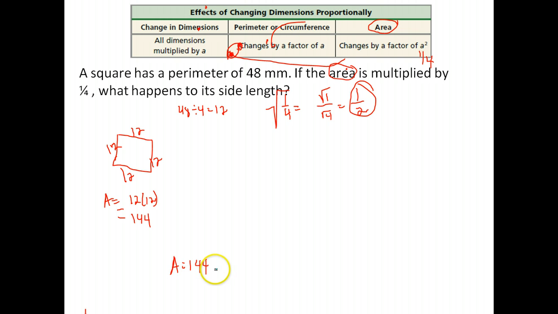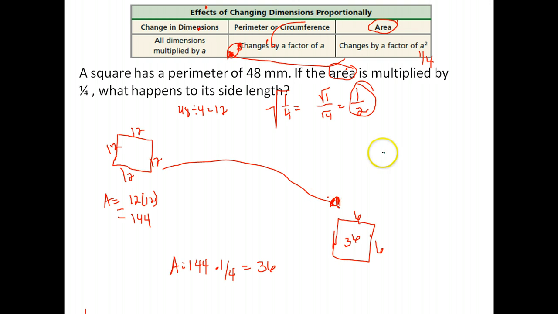We're going to multiply it by a fourth, or divide by 4, same thing, and we get 36. So now we have a square that has an area of 36. What times itself equals 36? Well, 6 times 6 is 36. So what happened to our side length? It went from 12 to being 6.